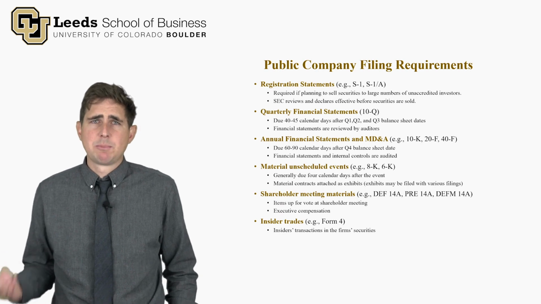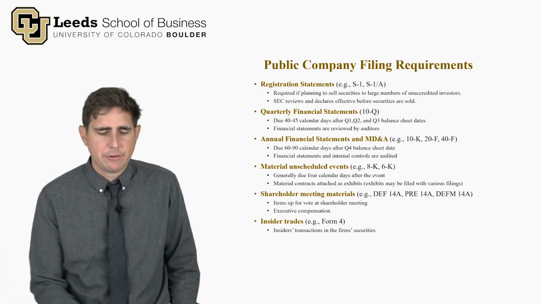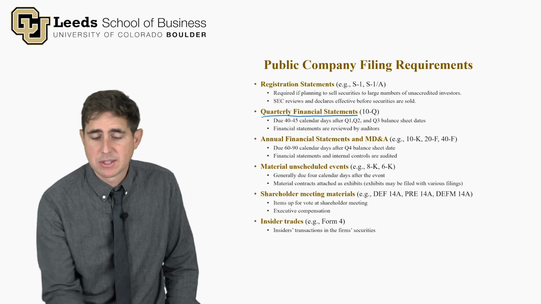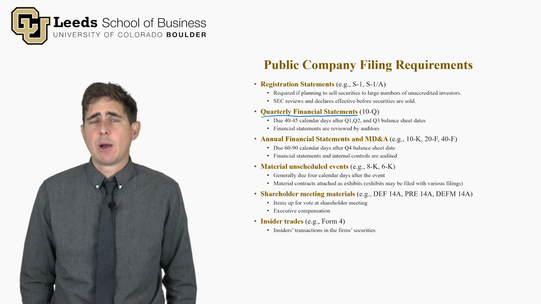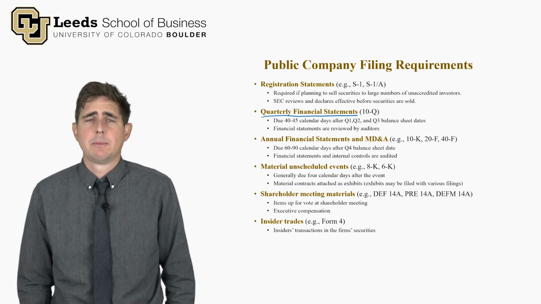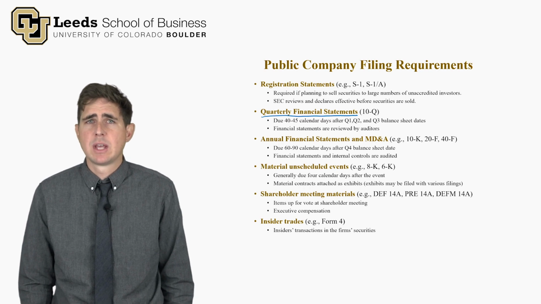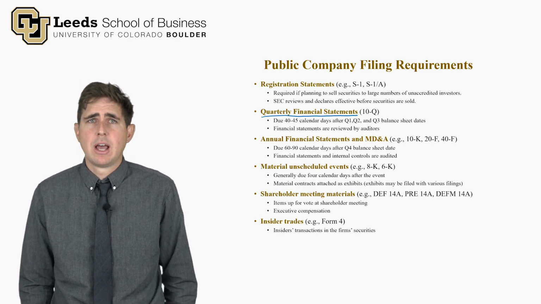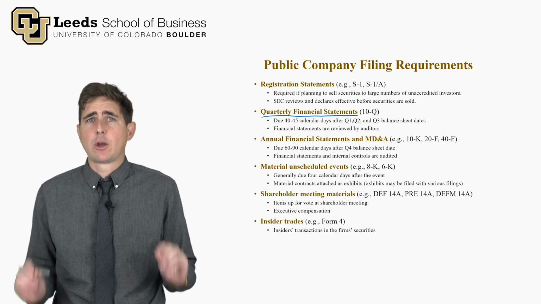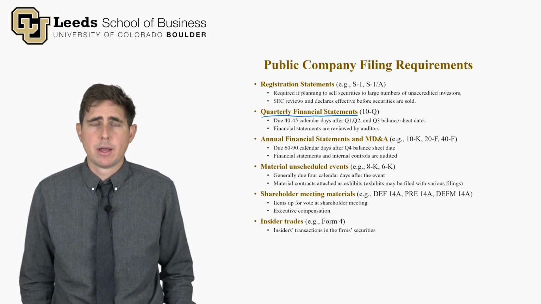Then once a company is public, every quarter they have to file quarterly financial statements. And this will be all the financial statements that we'll get used to: the income statement, the balance sheet, the statement of cash flows, and all of the associated footnotes. Those have to be filed on a quarterly basis, which is every 3 months.